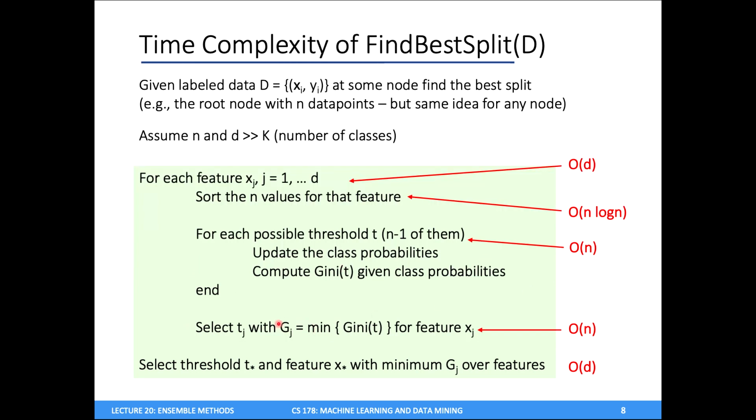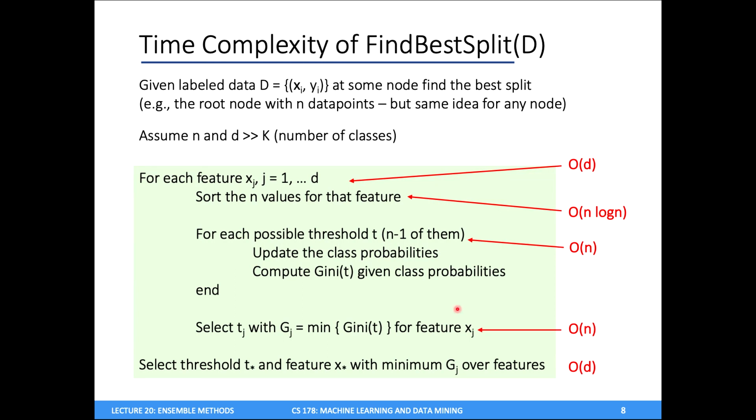At the end of the day, I need to find the best threshold, which means finding the one that had the minimum Gini score. I can do this linearly in n by iterating over all the Gini scores that I've computed. So this is an O of n operation. And then I need to find the best threshold over all of my possible features, and this is again going to be an O of D operation.